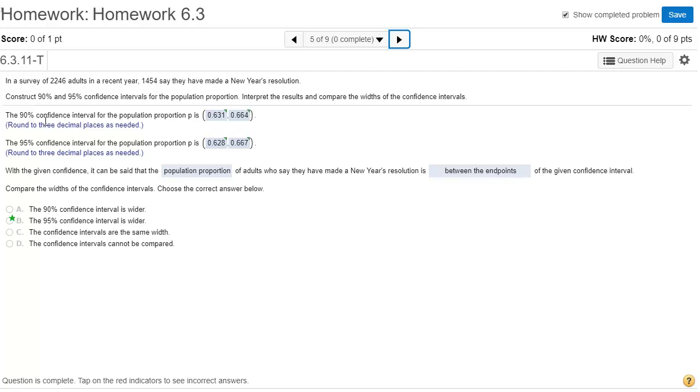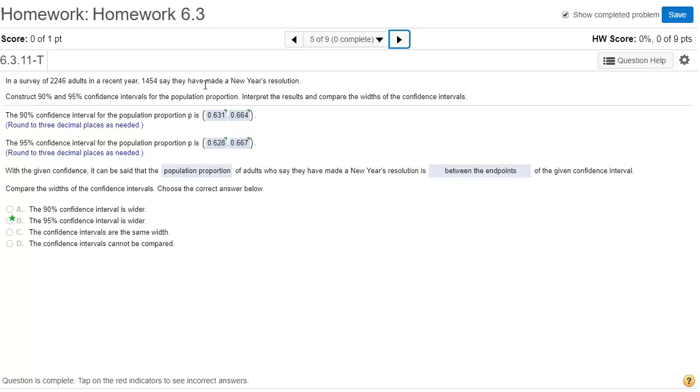Now, the reason this is a proportion is it is binomial. You'll notice that we basically have success and failure, if you will. So success would be they made a New Year's resolution, and failure would be they didn't make a New Year's resolution. So that's a binomial variable. We have either one or the other. We have two possible values.